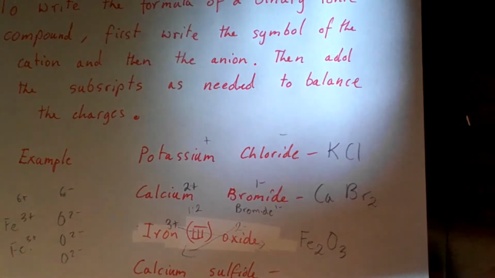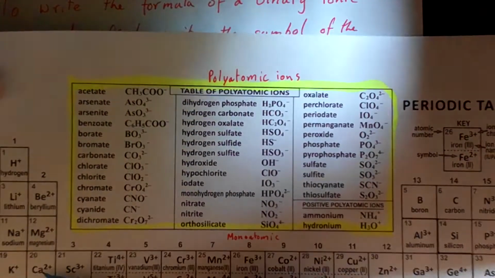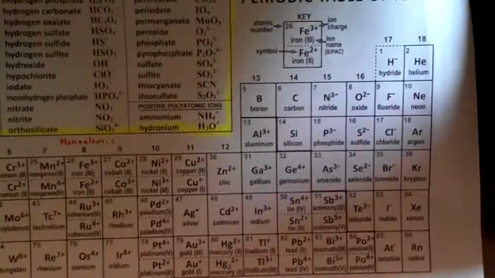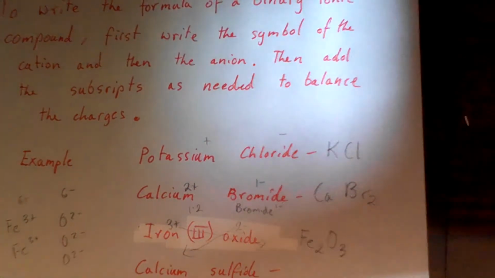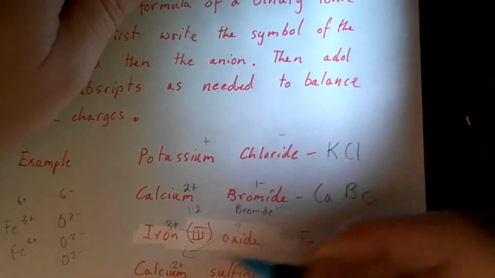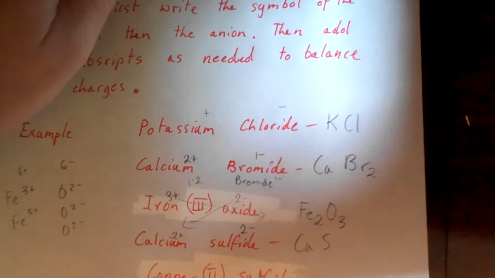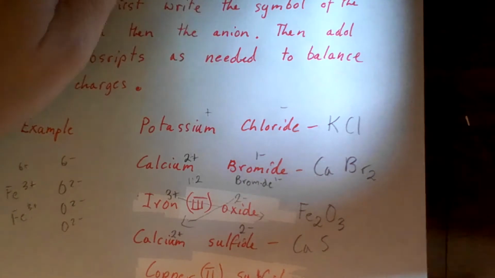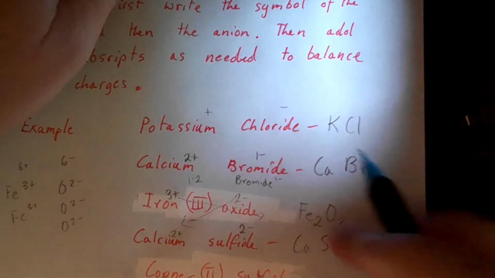6 plus cancels out 6 minus. Let's do the next one, calcium sulfide. So calcium has a charge of, the symbol is Ca, 2 plus, and then sulfide is sulfur, so sulfide is S2 minus. Okay, so I'm going to write the symbols here, CaS. Calcium has a 2 positive charge, sulfide has a 2 negative charge. Do these charges balance each other out? Yes, they do. So do I need to add any subscripts? No. 2 positive cancels out 2 negative, so it's just CaS.